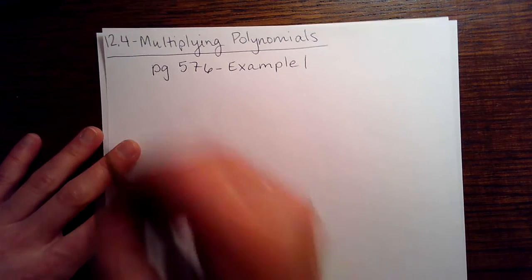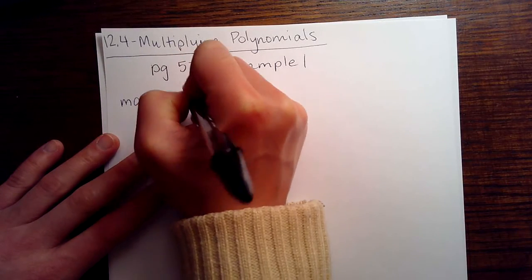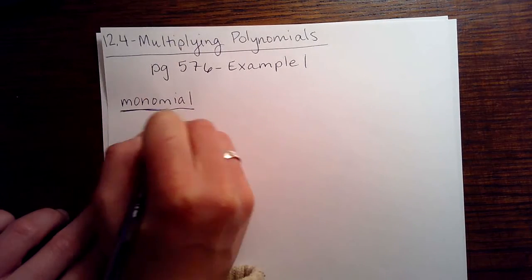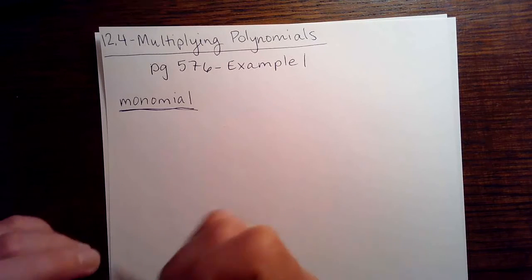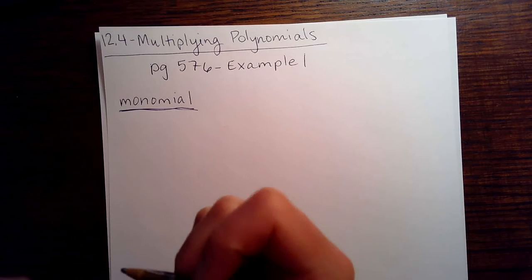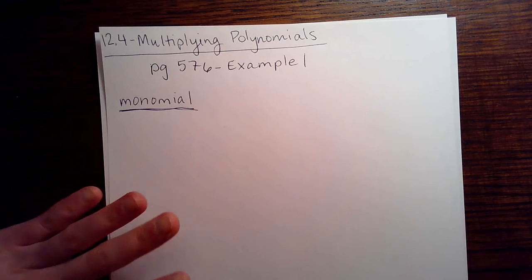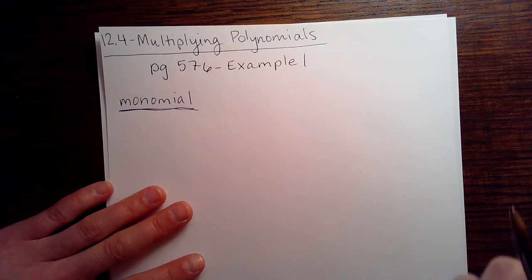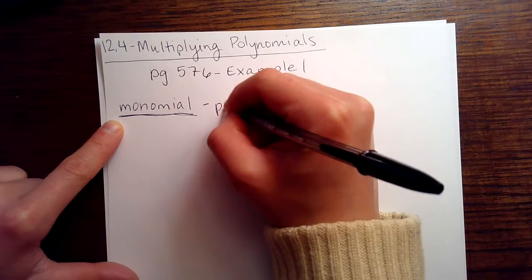A couple pieces of vocabulary here. The first one is monomial. As we talked about in our intro to polynomials, polynomials are terms or products that are added or subtracted to show one long expression. A monomial is a polynomial with only one term.